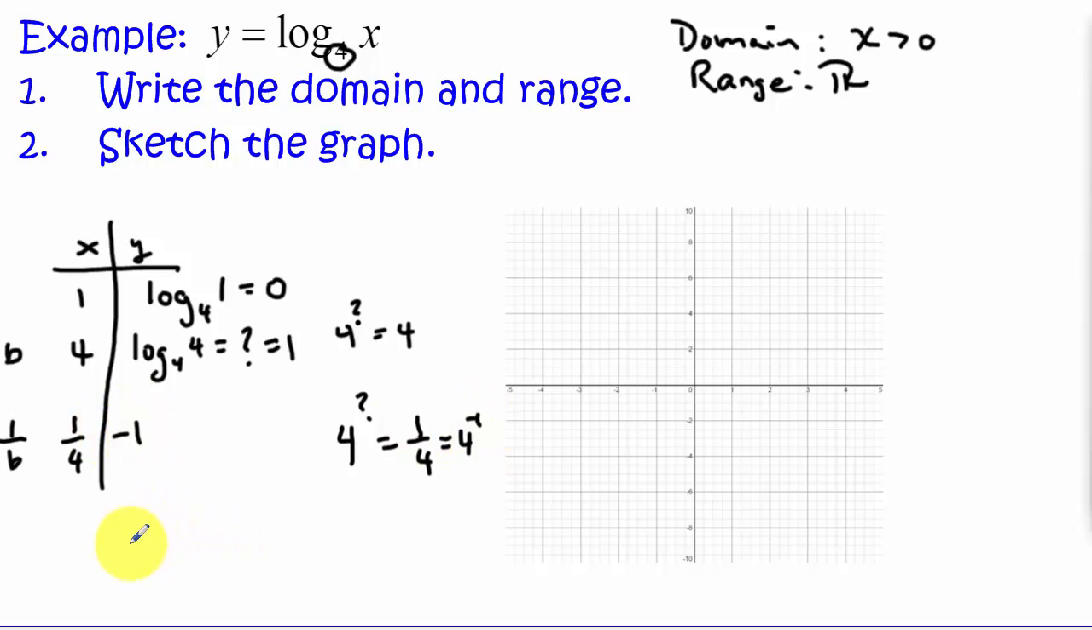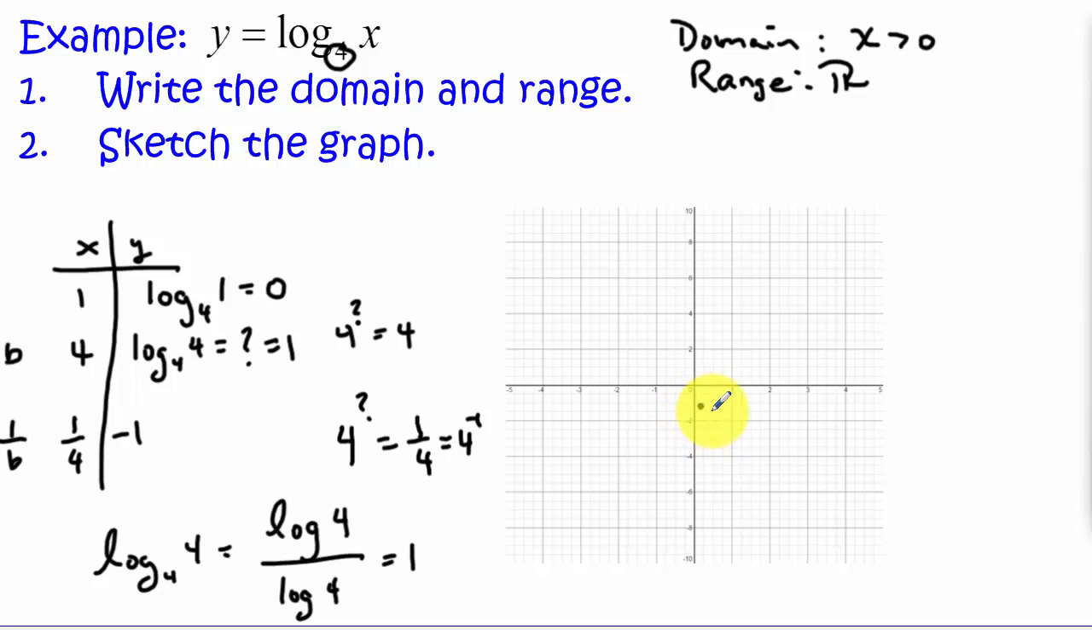Now remember, we could have also used the calculator to calculate these using the change of base formula. So we would take the log of 4 divided in this case by the log of 4, which would be 1. And we could have done the same thing here. So our points: at 1/4, which is here, we're at -1. At 1, we're at 0. And out here at 4, we're up here at 1.